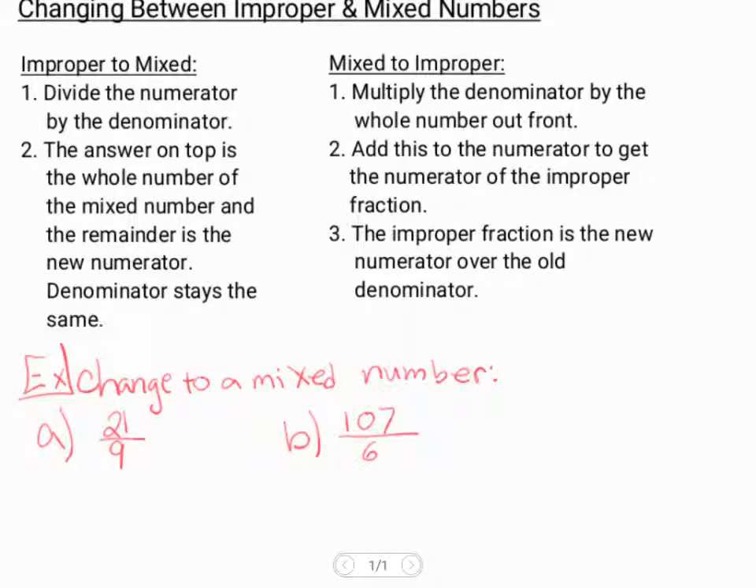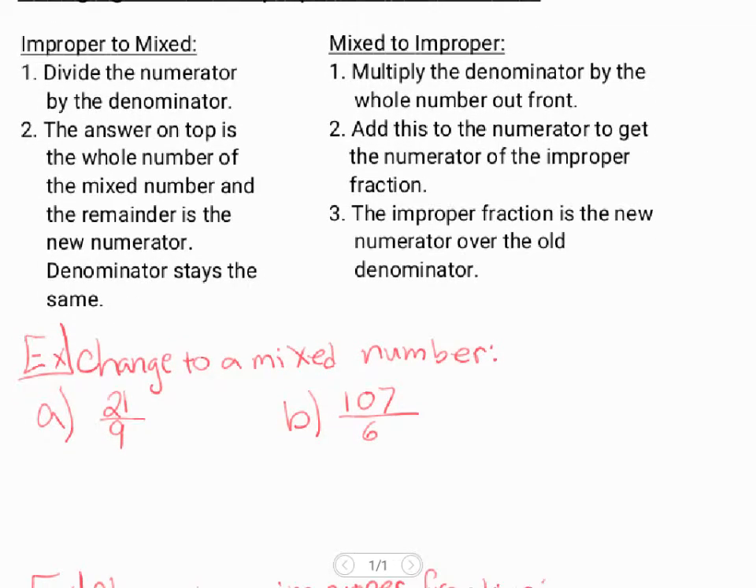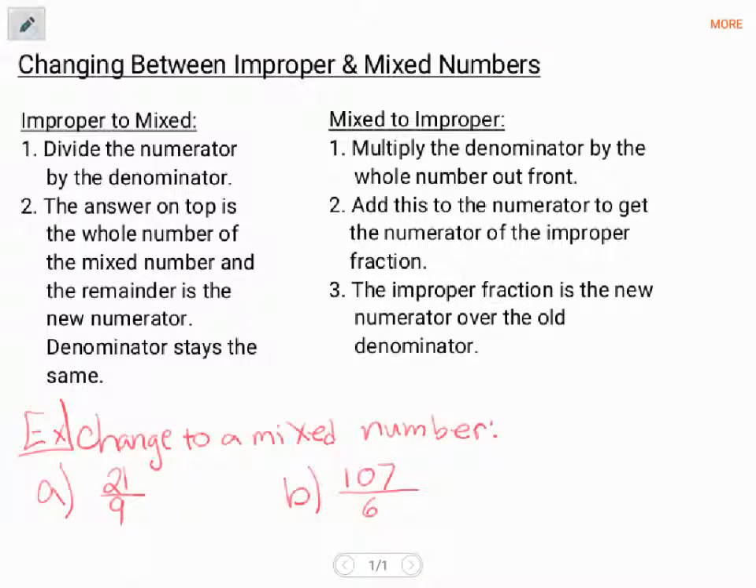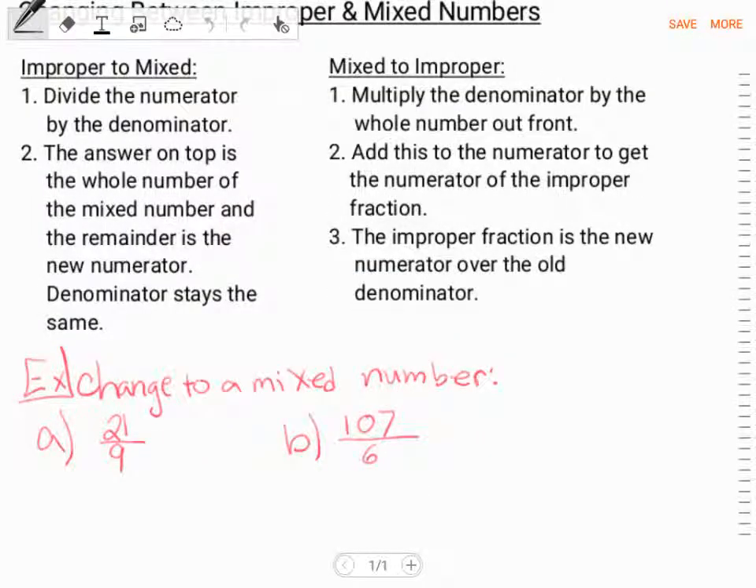The second thing: the answer on top is the whole number of the mixed number, which will make sense in a second. The remainder is your new numerator. The denominator will stay the same. So let's do these examples A and B really quick, and then we'll talk about going from mixed to improper. For number A, the first step is to divide the numerator by the denominator.